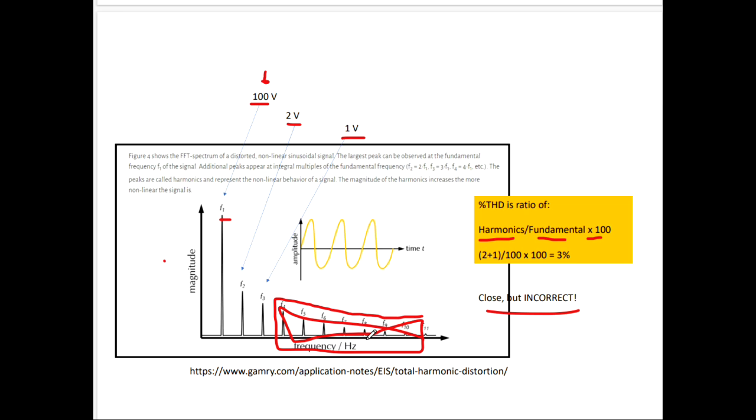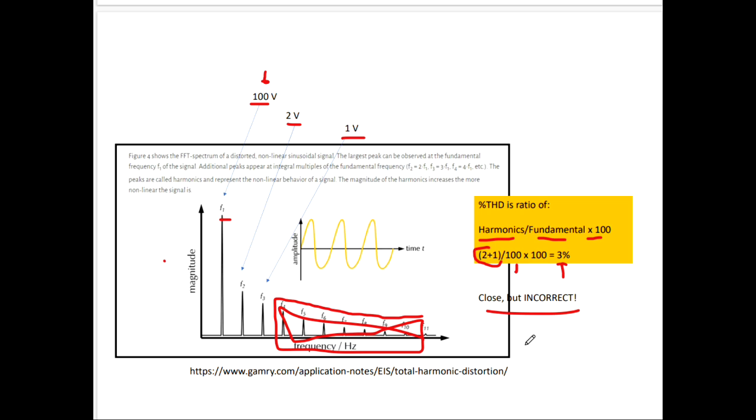So let's run the percentage of the ratio. Harmonics would be 2 plus 1, which is 3 volts. The fundamental is 100 volts. So that would be 3 divided by 100 times 100. Well, what percentage intuitively is 3 out of 100? It's 3%. That would be 3% THD. Now, this is incorrect. It's close, but it's incorrect.